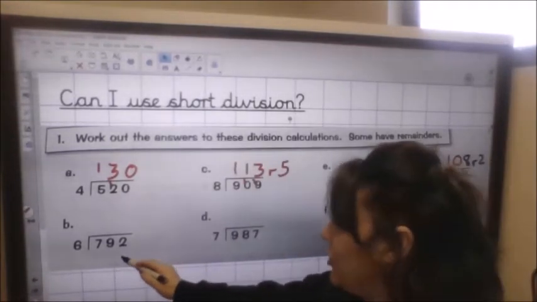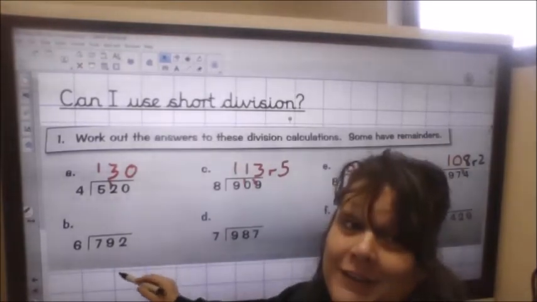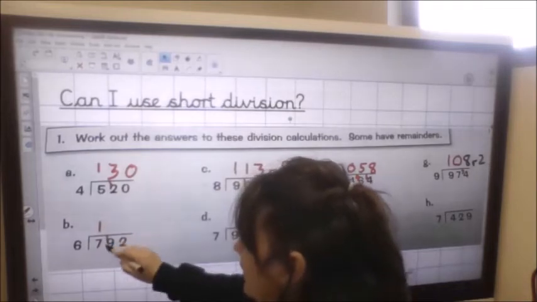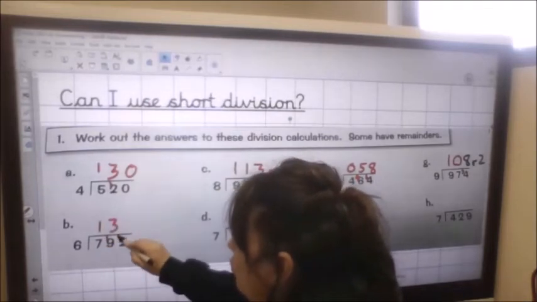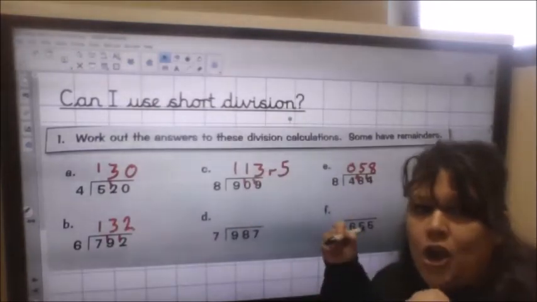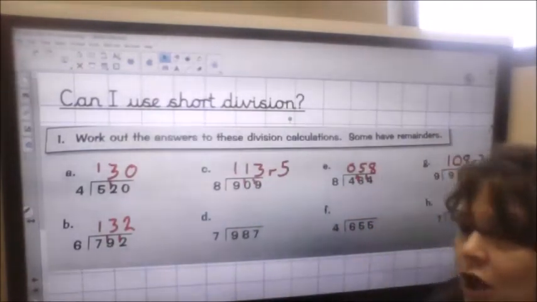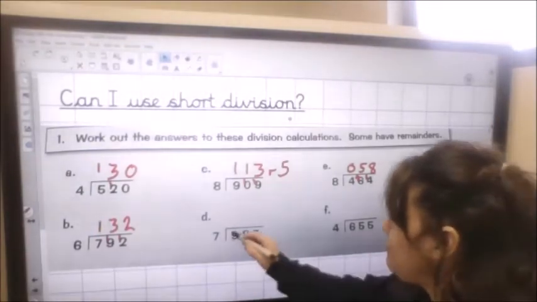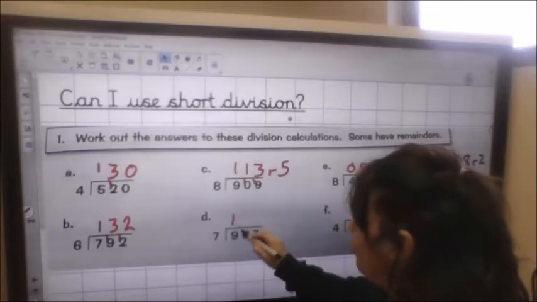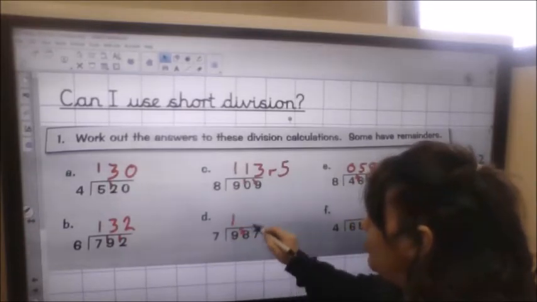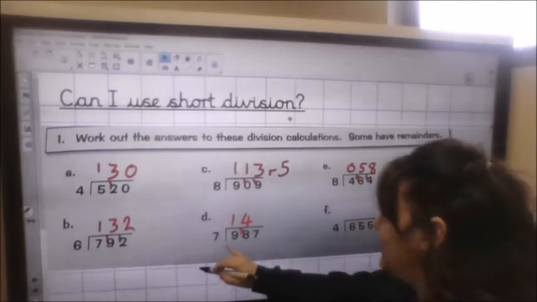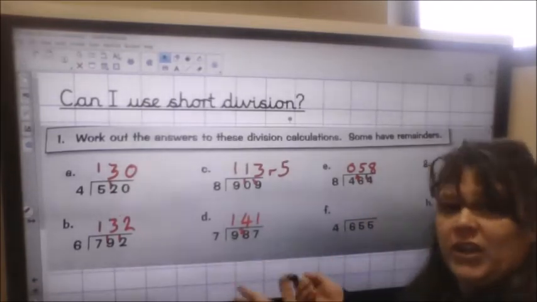So 6 into 792. So 6 into 7 goes once and 1 left over. 6 into 19 goes 3 with 1 left over. 6 into 12 goes 2. So nice and easy, no remainder. So you should have got 132. Okay, here, 7 into 9 goes once with 2 left over. 7 into 28 goes 4. Nothing left over, it's exact. 7 into 7 goes once.